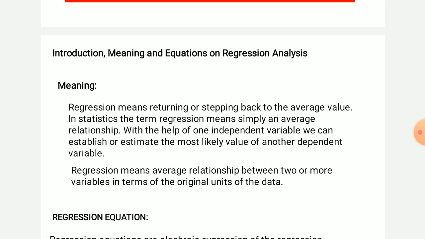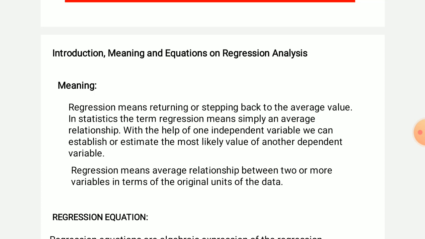So regression is a statistical method which is used to study and find out the value of one variable, the dependent variable, with the help of another variable called the independent variable. So it is a statistical method or tool which we use for finding the unknown variable from the known variable.